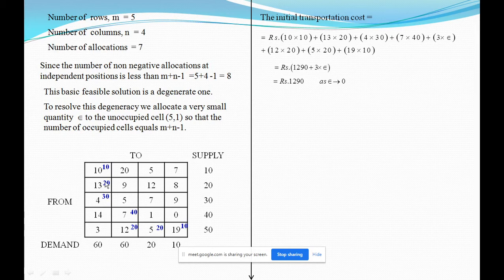In order to make the problem simple, if I choose this 3 comma 5 comma 1, then the first column has 4 allocations and the fifth row also contains 4 allocations to solve the problem in the MODI method. So that's why this is chosen as an unoccupied cell. So as epsilon tends to 0, the value I have, 1290, is our initial transportation cost.